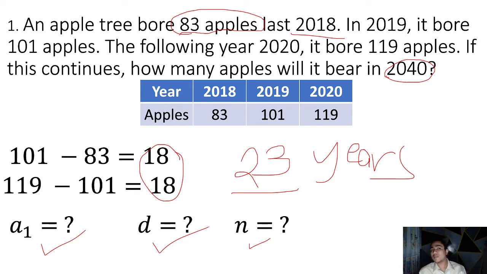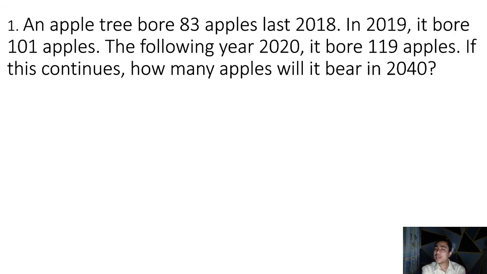Or the sum, ilan yung kabuuan? So, wala naman tayong word na nagbibigay sa atin ng clue na kabuuan yung tinatanong sa atin. So, therefore, we are looking for the A sub N. Okay? And, to get A sub N, meaning we are looking for the number of apples on the 23rd year. After 23 years, ilan yung naging bunga niya on the 23rd year. So, pwede tayong magmano-mano. Kaso nga lang, sige, tuloy natin.